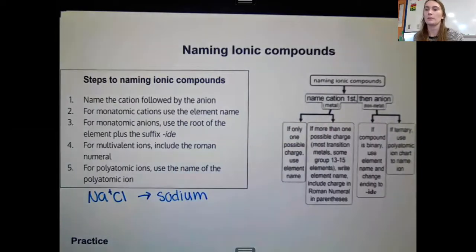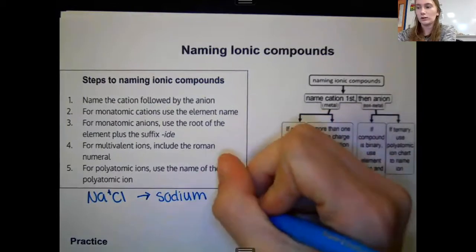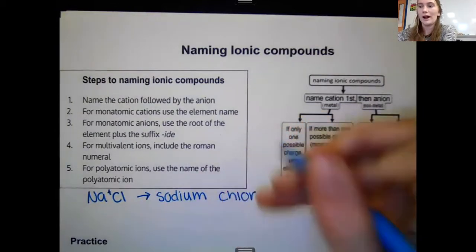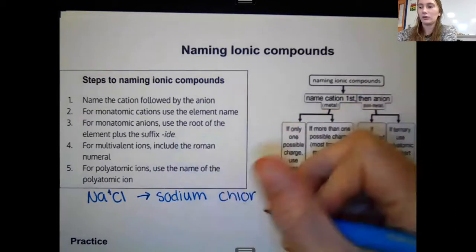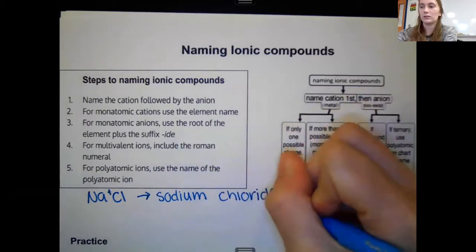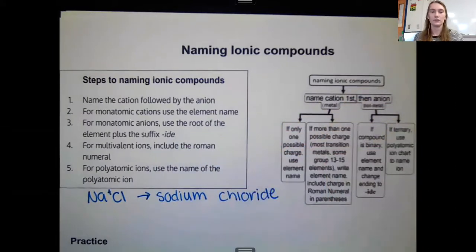Now for the monatomic anions, you use the root of the element plus the suffix "ide." Suffix means that you attach it at the end. So if we're using chlorine, we start with the root, which is chlor, and add ide at the end, so chloride. And that's all there is to it.